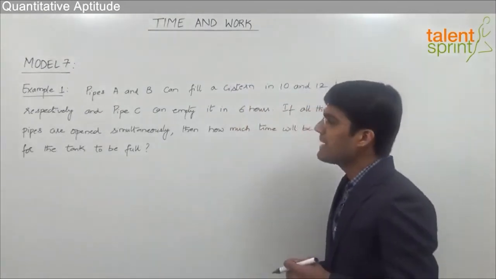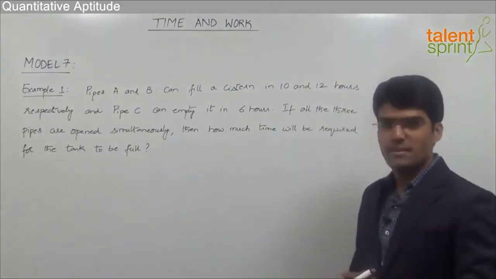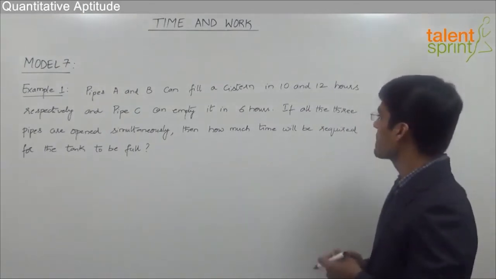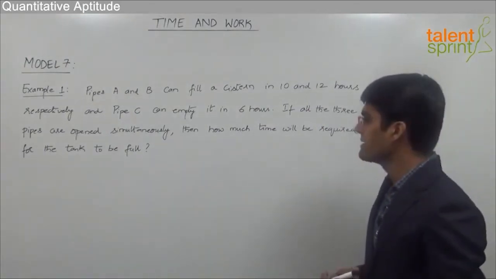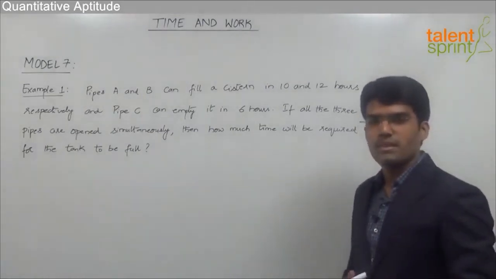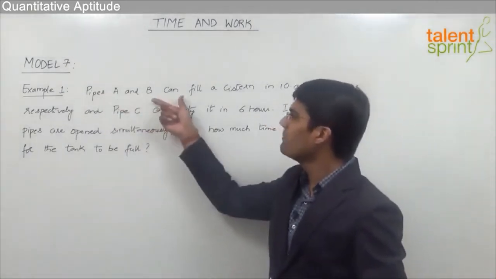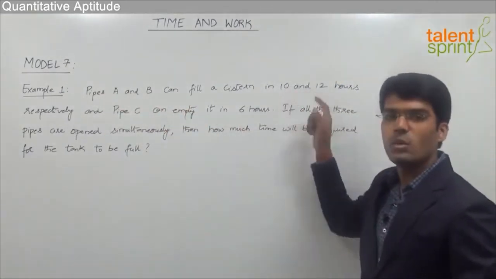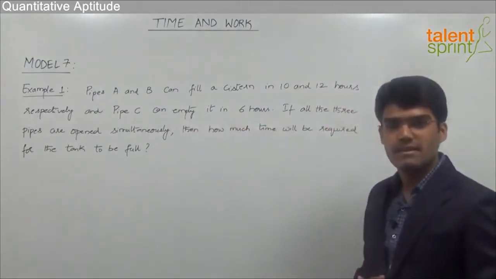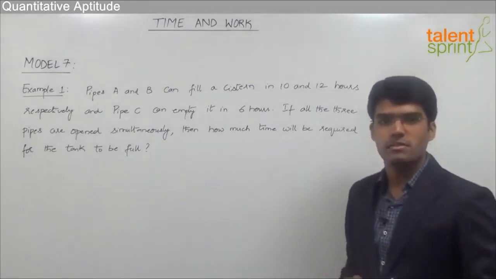The question here is, pipes A and B can fill a cistern in 10 and 12 hours respectively, and pipe C can empty it in 6 hours. So if all the three pipes are opened simultaneously, then how much time will be required for the tank to be full? So as you can see here, we have got three pipes where pipe A and pipe B can fill the tank in 10 and 12 hours, and pipe C can empty the same tank in 6 hours. And we are supposed to find out the total time required when all the three pipes are running together.